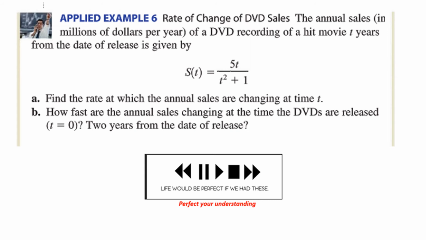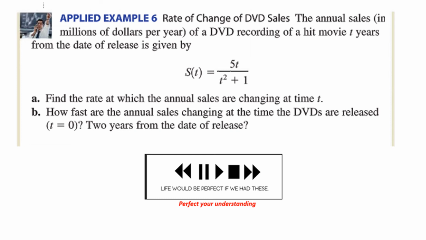Life is a word problem, and we will do word problems in this course. This is a business problem, so you have sales in millions of dollars per year of a recording of a movie 2 years after the date of release is given by this. This is a quotient. So you want to find the rate at which the annual sales are changing at time t, and you want to find out how fast are the annual sales changing at the time it was released, t equals 0, or 2 years from that. You know what to do.